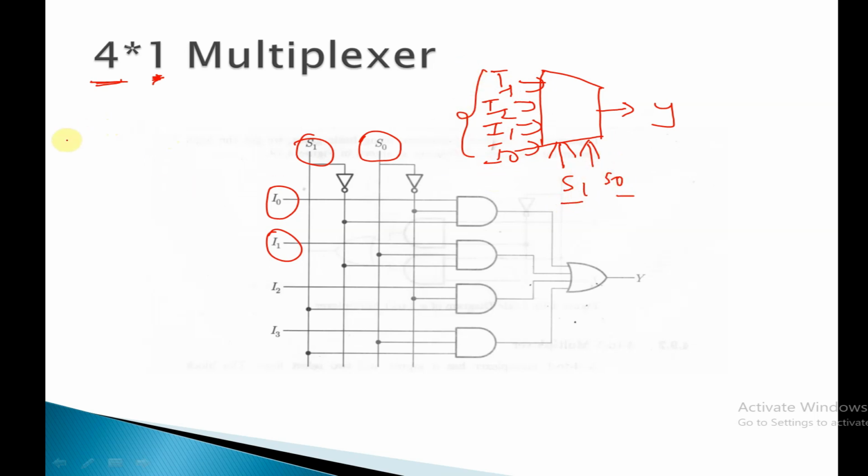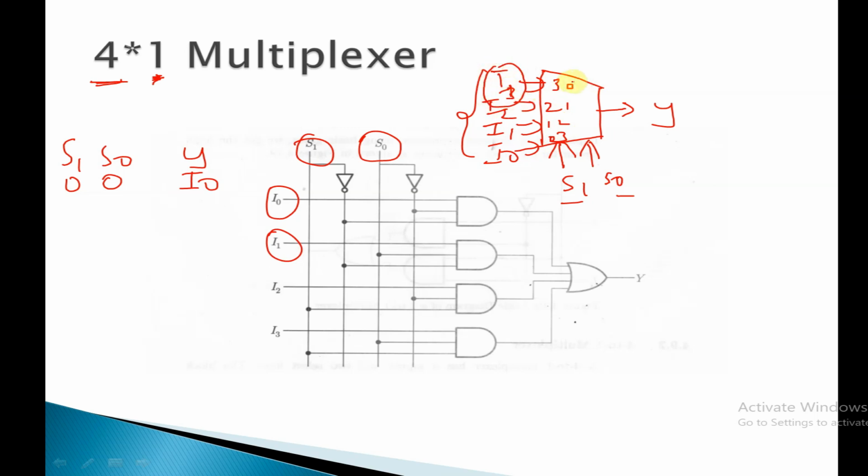What happens if our select line S1 S0 is equal to 0 0? Then our output will be equal to I0. How do we decide whether our output will be equal to I0 or I3? For every multiplexer there will be a notation like this: 0 1 2 3. When select lines S1 S0 are 0 0, the output will be equal to I0, the pin associated with 0. If the representation is the other way around, then I3 will be selected.